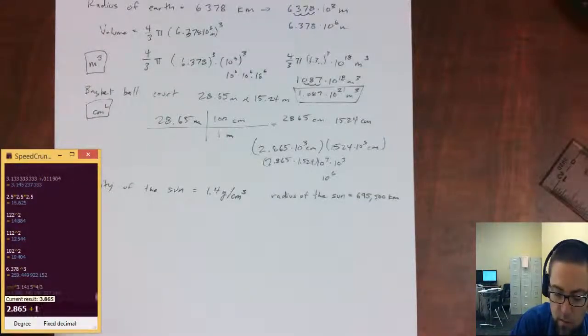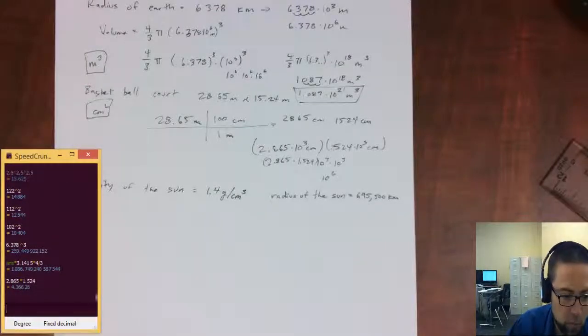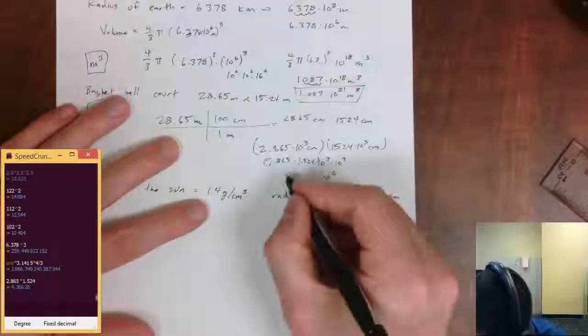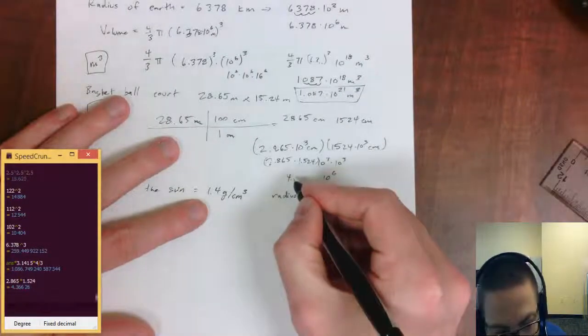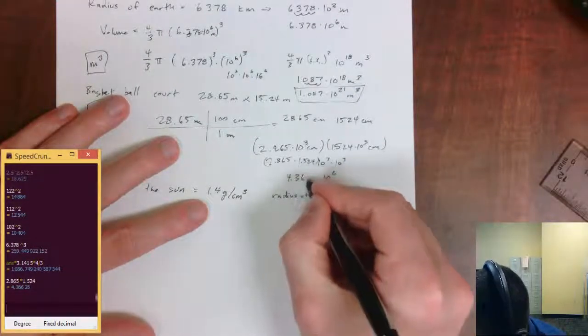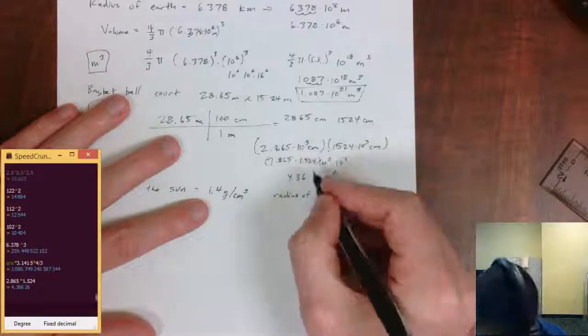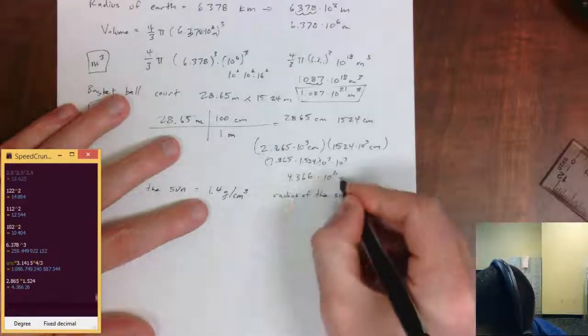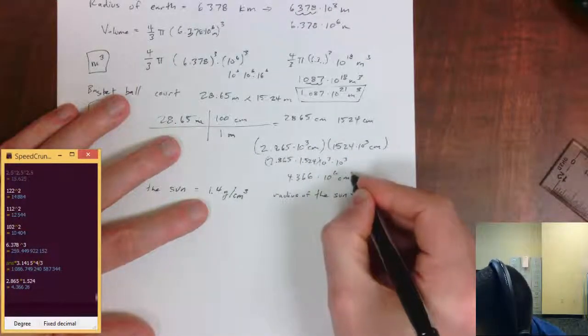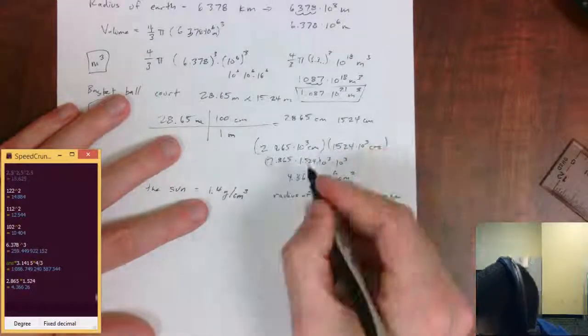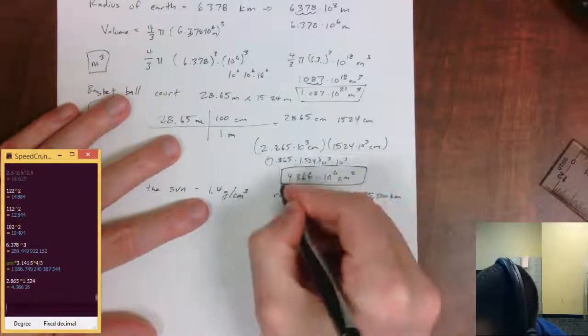2.865 times 1.524. Oops, I did plus. Times. So 4.36, I'll just round that to 4.36 times 10 to the 6th centimeters squared, because I did centimeters times centimeters, so this is square centimeters.